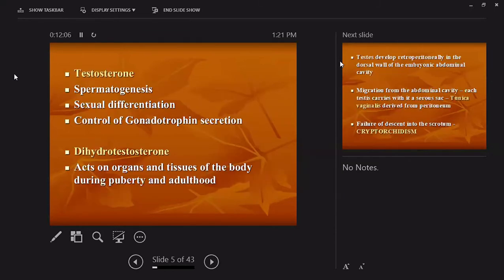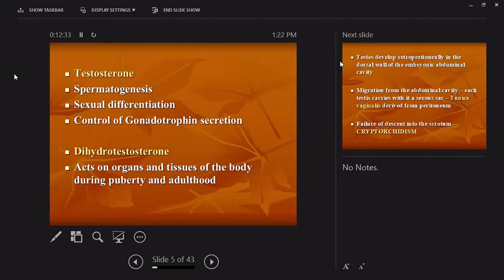Okay, testosterone. The functions of the hormone testosterone are spermatogenesis, sexual differentiation, and control of gonadotropin secretion. These are the three functions of testosterone.